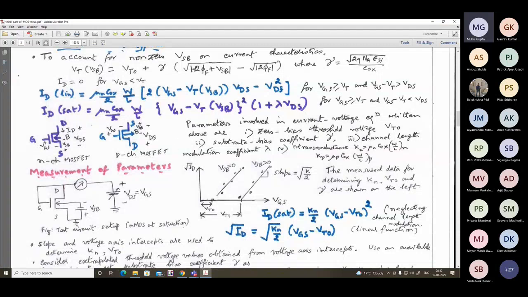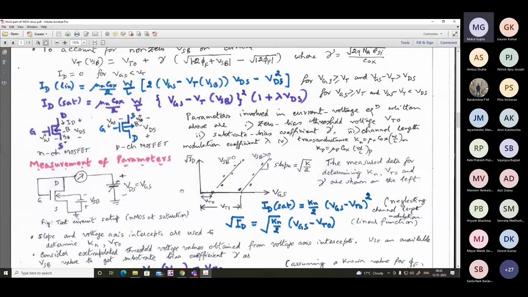Parameters involved in the current voltage characteristics: please note down, dear friends, the important parameters. You have to calculate the zero bias threshold voltage VT0, the substrate bias coefficient gamma, the channel length modulation coefficient lambda, and the transconductance parameter, that means mu n into Cox into W by L. How to calculate that? For that, you need some experimental setup.